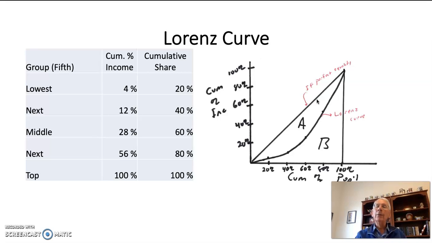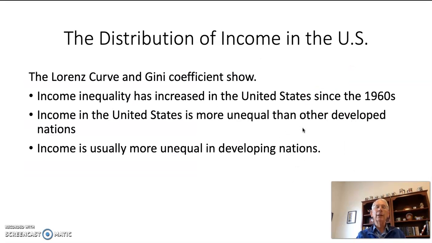There's also a numerical measure called the Gini, G-I-N-I coefficient. That is the area of A over the area of A plus B. In other words, everything in the triangle. That's just a numerical way of measuring the Lorenz curve. In other words, of this triangle that shows all the income, how much is the distance here between the Lorenz curve and perfect equality? So it's a way that we can measure things.